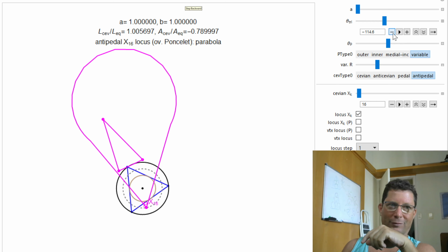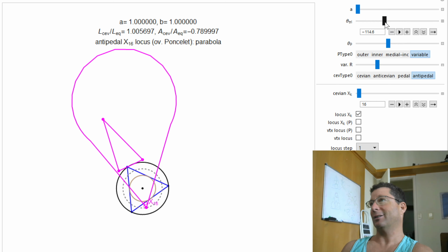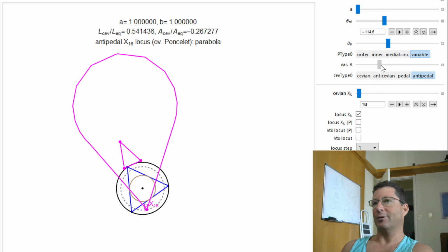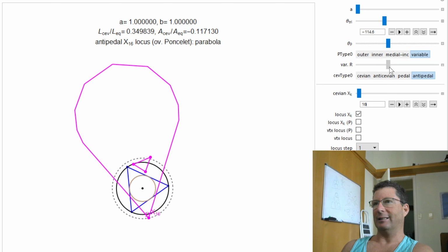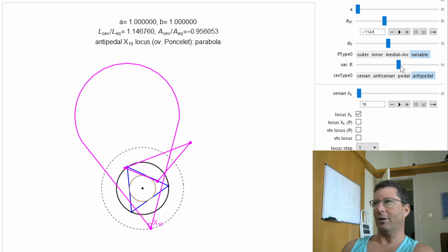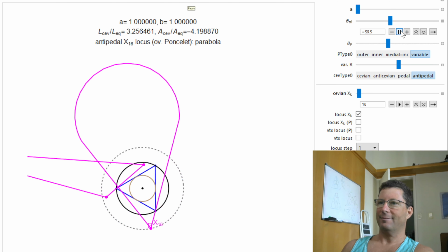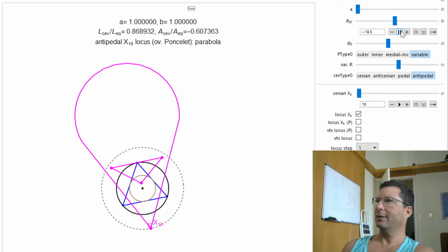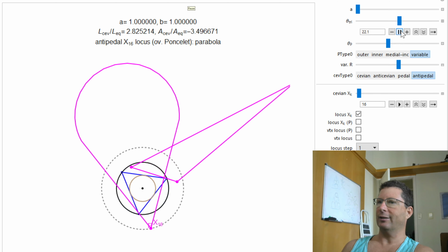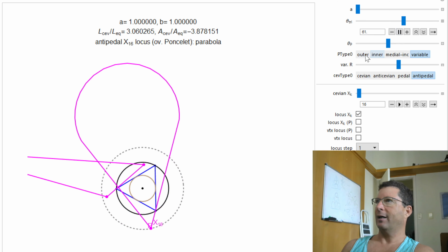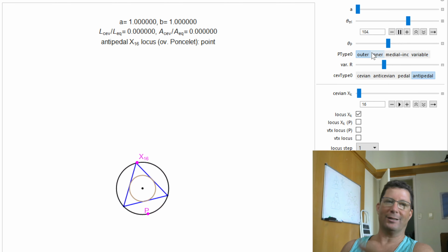If P now is moved to the outside of the incircle, of the circumcircle, I'm going to be a stationary point. Yeah, nope, I'm not, so I'm wrong. It's still bistable. It looks like I cannot be a stationary point with X16. It's either bistable. If I'm on the outer, it's stationary, but this is degenerate.